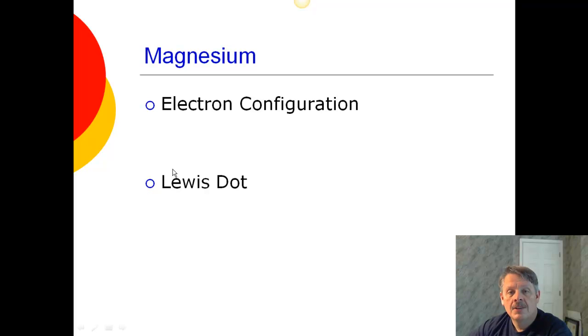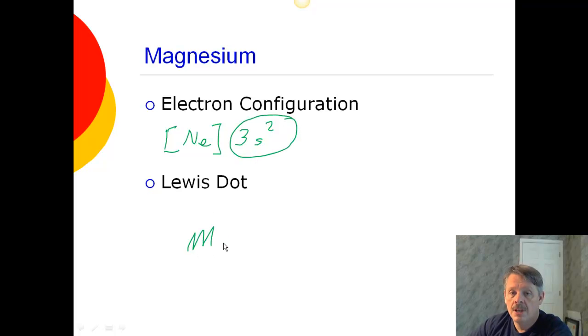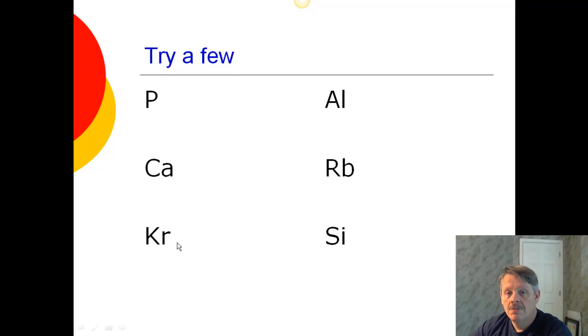All right, see if you can do the electron configuration for magnesium and then the Lewis dot diagram. Pause the video, see if you can do that. All right, if I draw the abbreviated electron configuration for magnesium, it's neon and then 3s2. So all I have to do is draw those electrons at the outermost energy level. So I've got magnesium, and I'm going to put 2 electrons up there. And that's it.